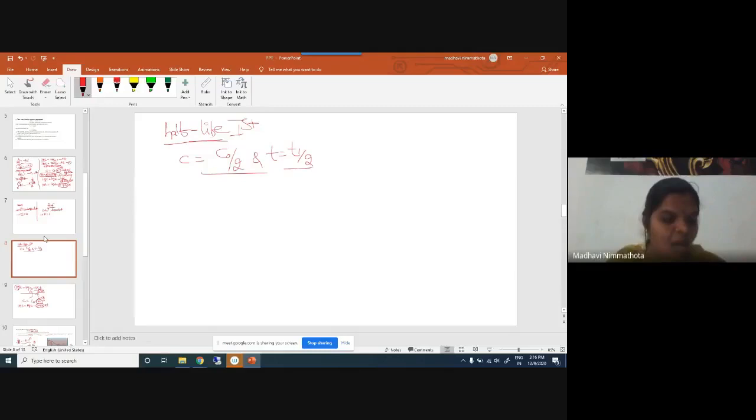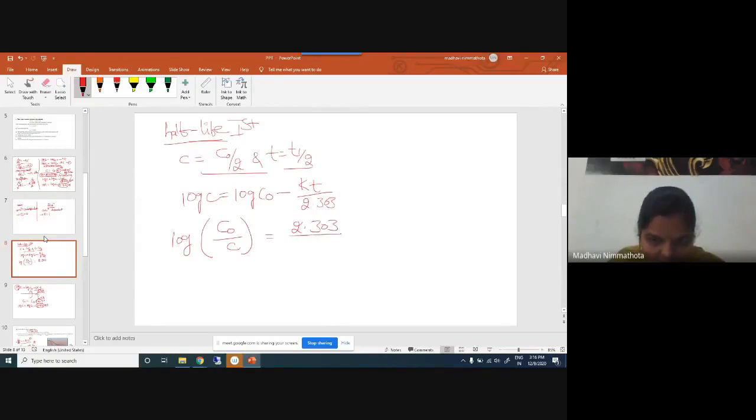So what is the equation here? Log C, this is the standard equation: log C0 minus kt divided by 2.303. Then you can extract log of C0 divided by C, where t means t half, k into t half. So log of C0 divided by C equals kt half divided by 2.303.